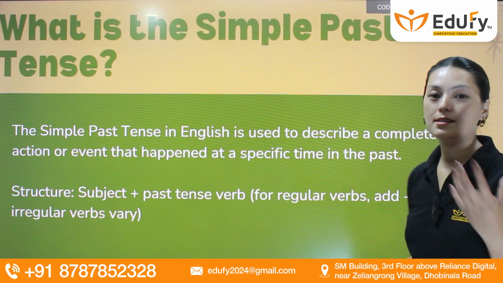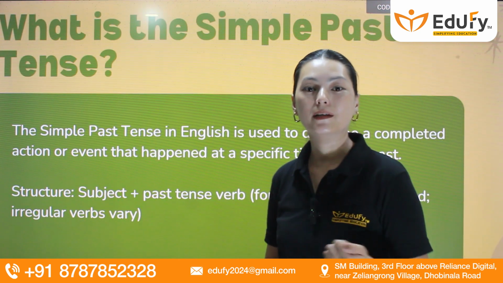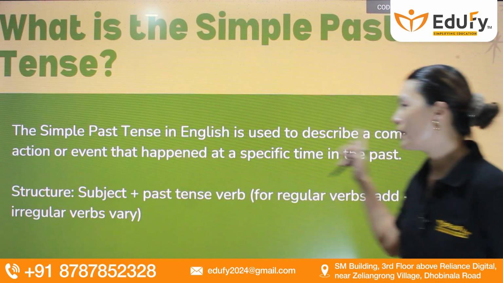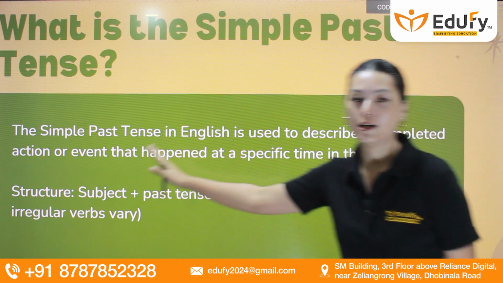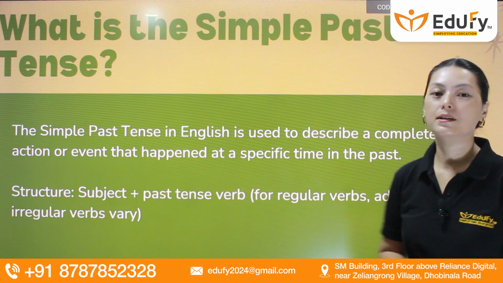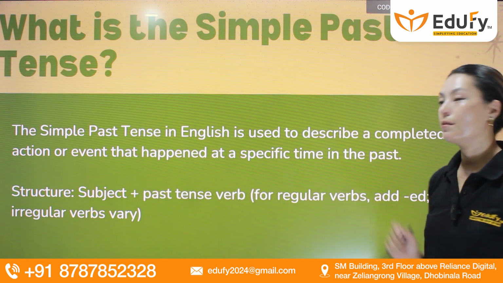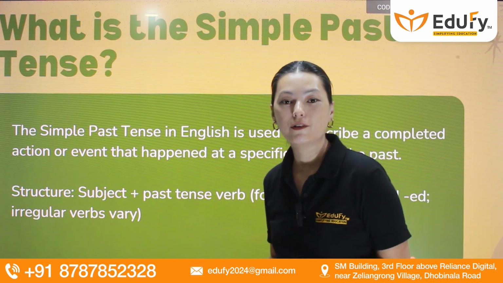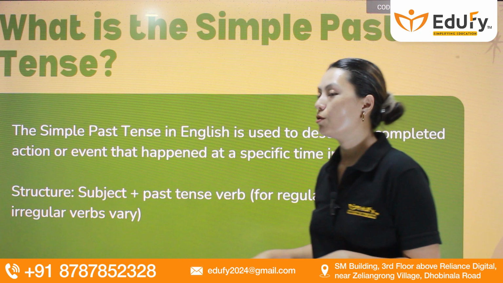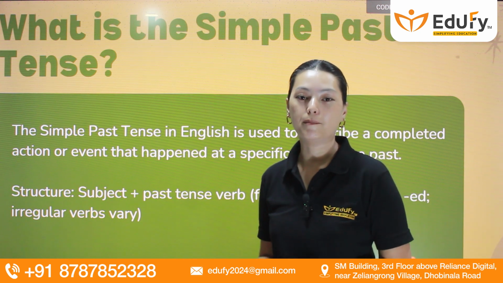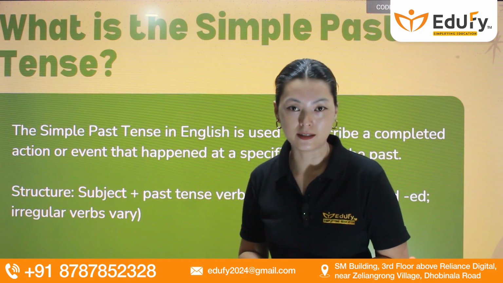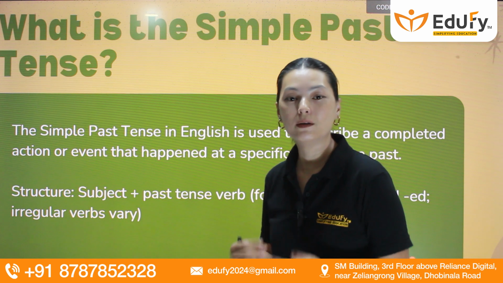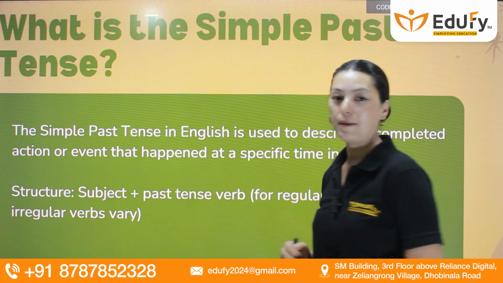What does a simple past tense signify? It tells us about a completed action or event that has happened at a specific time in the past. That means actions that have been completed at a specific time in the past. So all the actions when we talk about past tense will have been completed.